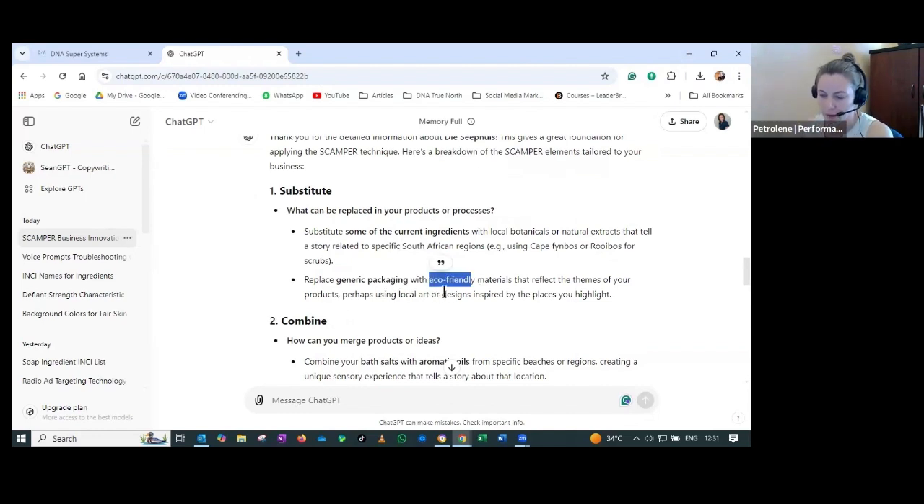Oh, I hate eco-friendly because eco-friendly is extremely expensive in South Africa. People like the visual aspect of eco-friendly, but they couldn't care less if it's eco-friendly or not. For a person that's just starting, especially a product-based business, it's very expensive in South Africa still. Eco-friendly materials are still very expensive in South Africa.